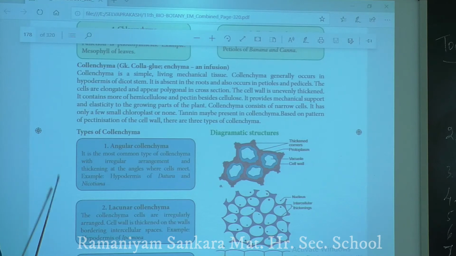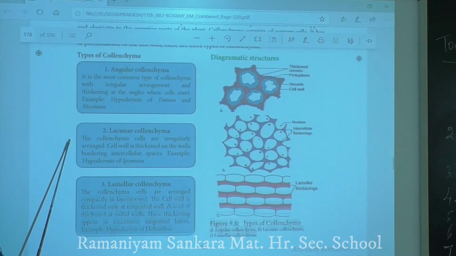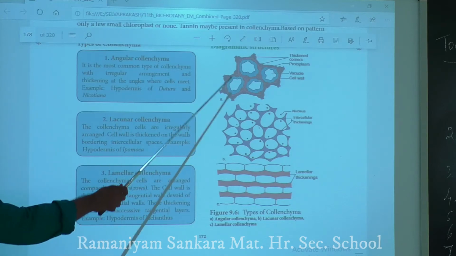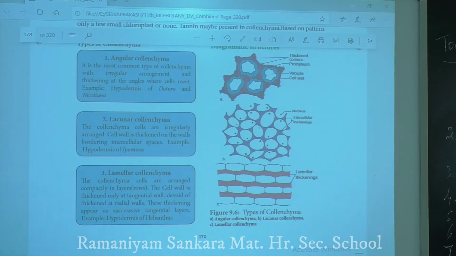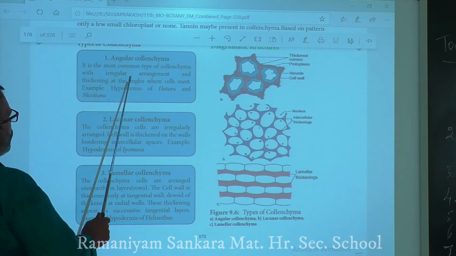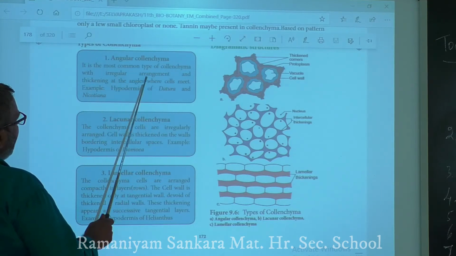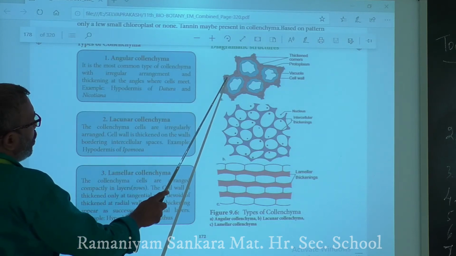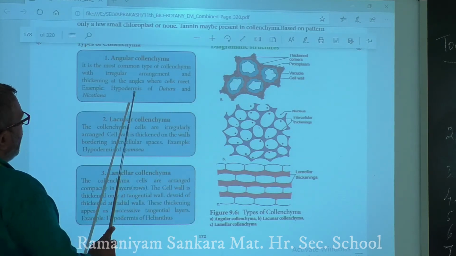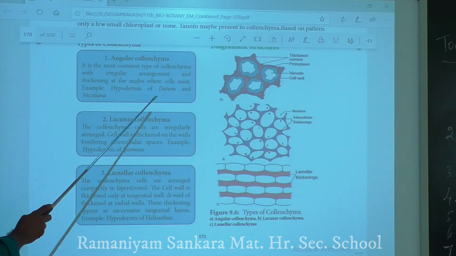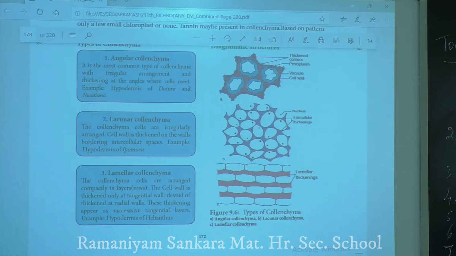Type 1, angular collenchyma, lacunar collenchyma, laminar collenchyma. The diagram is also very important. They will ask 5 more questions on the types of collenchyma. Angular collenchyma, sometimes they will ask 2 marks also. It is the most common type of collenchyma, with irregular arrangement and thickened angles. Example, hypodermis of Tomato and Nicotiana.